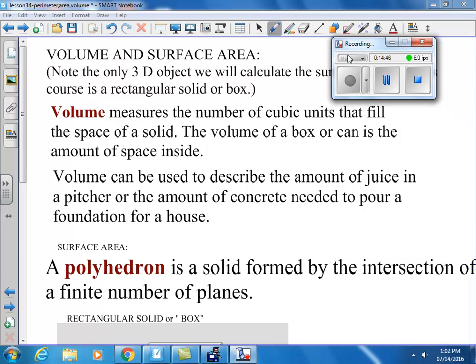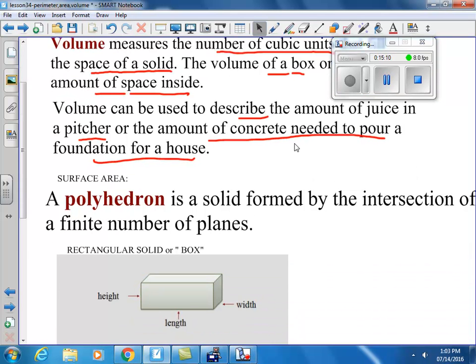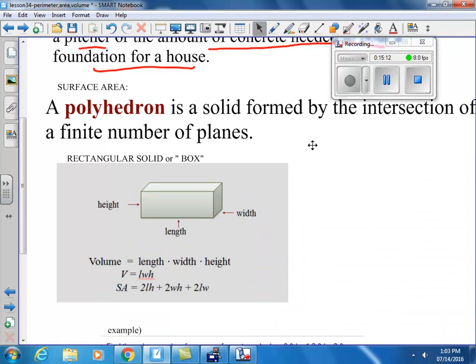So I like to think of volume as like a fish tank. How much water can I put in the fish tank? Volume measures the number of cubic units that fill the space of a solid. The volume of a box or a can is the amount of space inside. Volume can be used to describe the amount of juice in a pitcher or the amount of concrete needed to pour a foundation or the amount of water you need in your fish tank. All sorts of real-world applications. Once again, you want to devote these to heart.